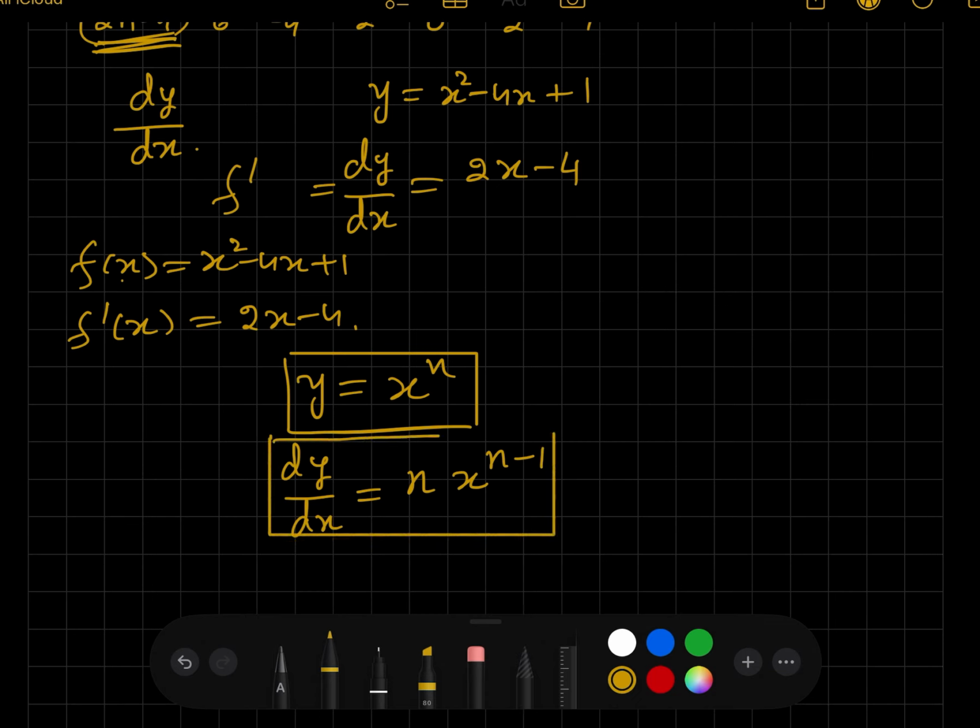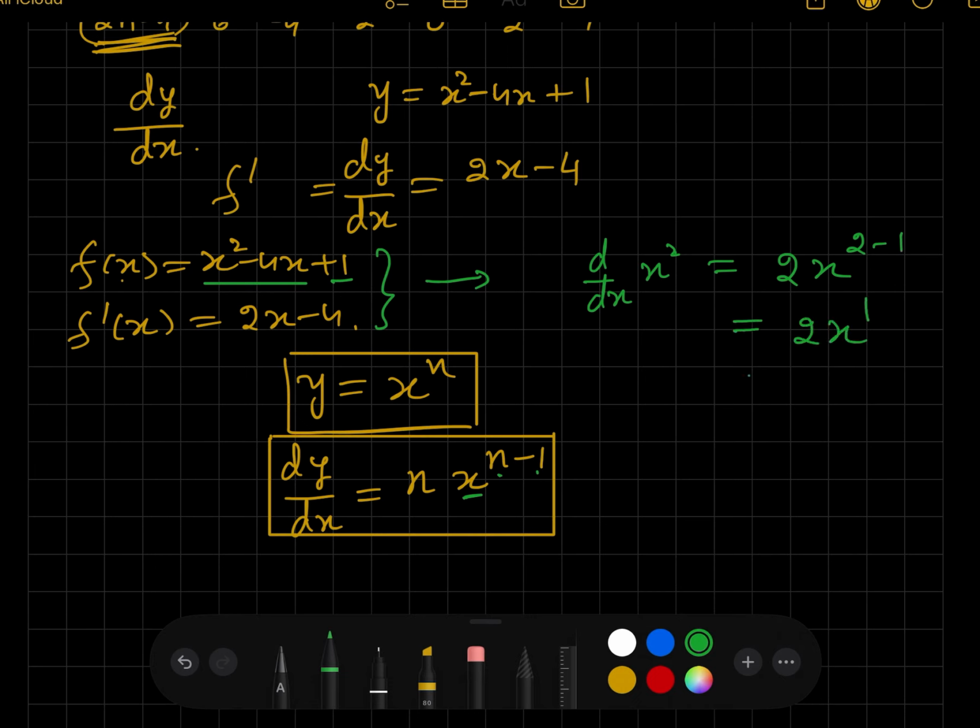We can see this very clearly in x square minus 4x plus 1. When we take d by dx of x square, our n is 2, so it would be 2 times x raised to 2 minus 1, which is 2x raised to 1, which is 2x.